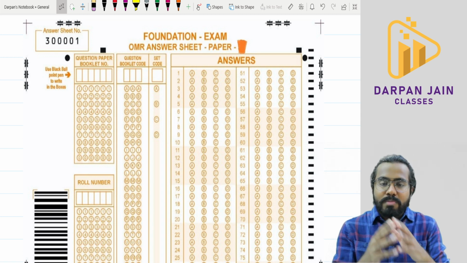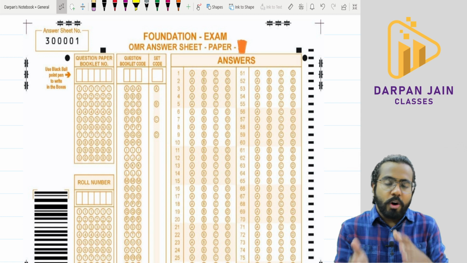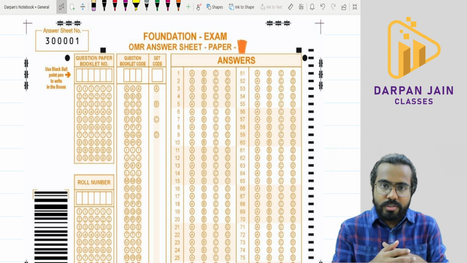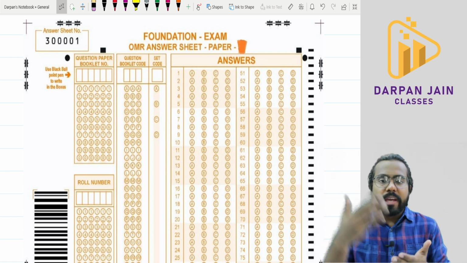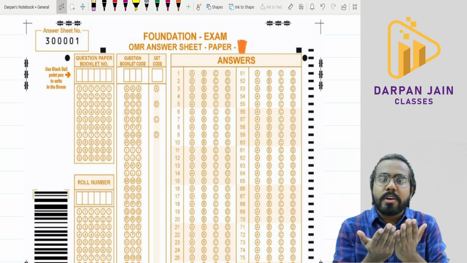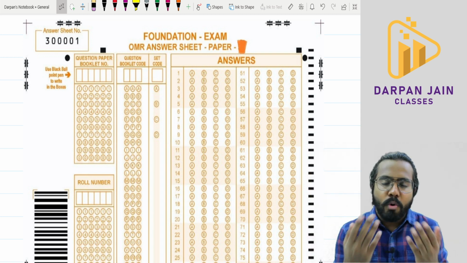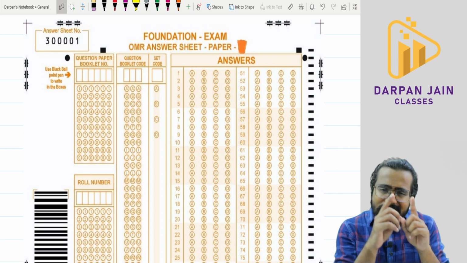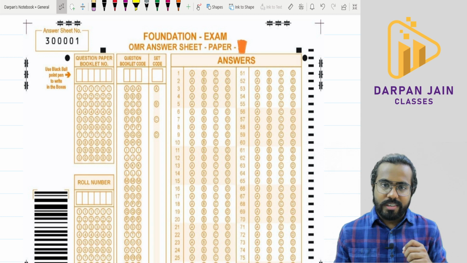This question paper booklet number will also be written on the blackboard in your hall or on the notice board in your college, in the center that you're going to write your exam. So you can also cross-check the question paper that you've received. You can cross-check the number with the number which will be written on the board in front of you. The same question paper booklet number you'll have to write in your OMR sheet.